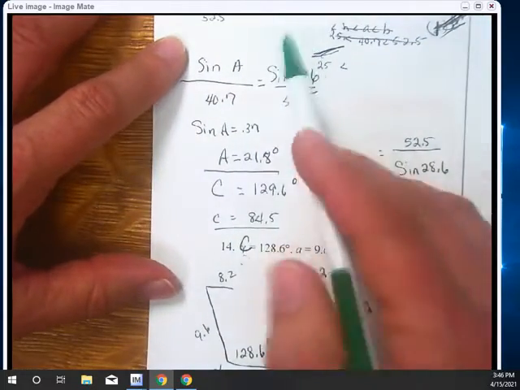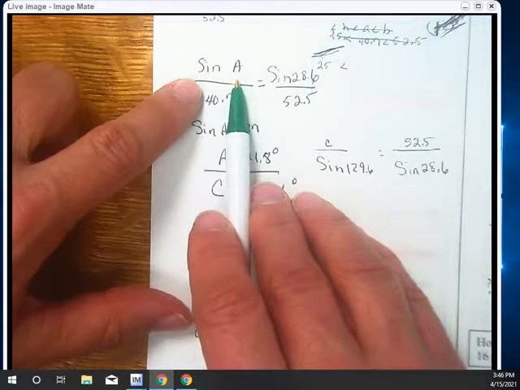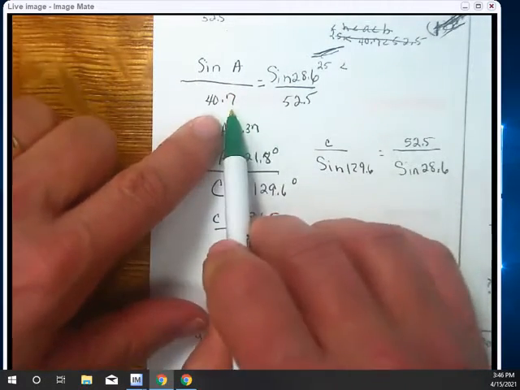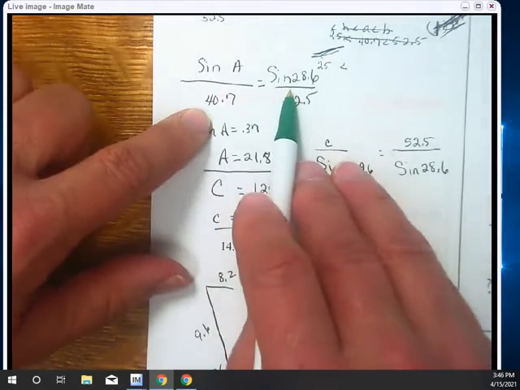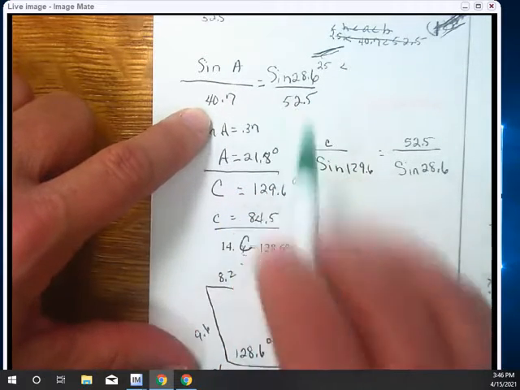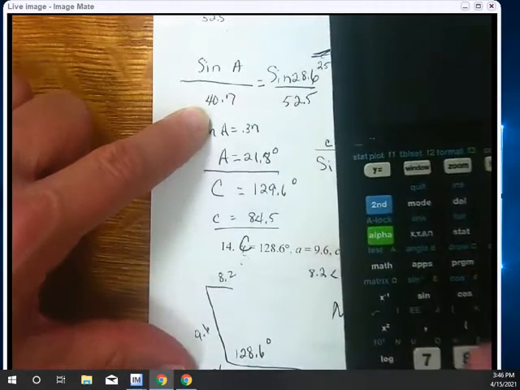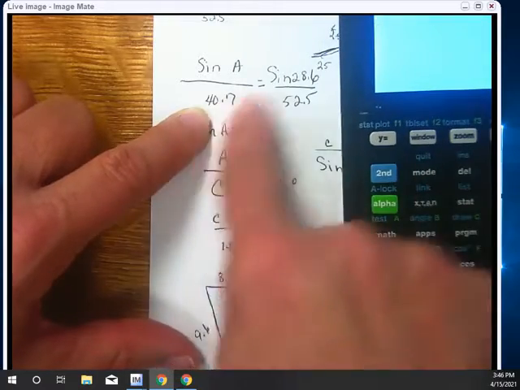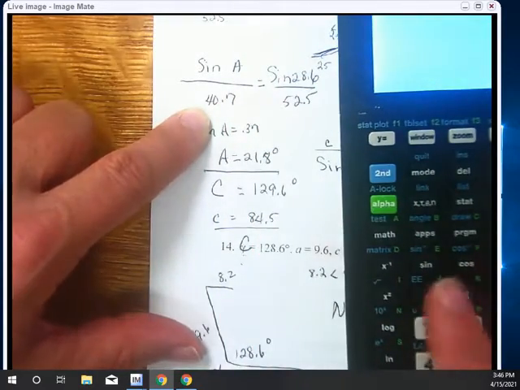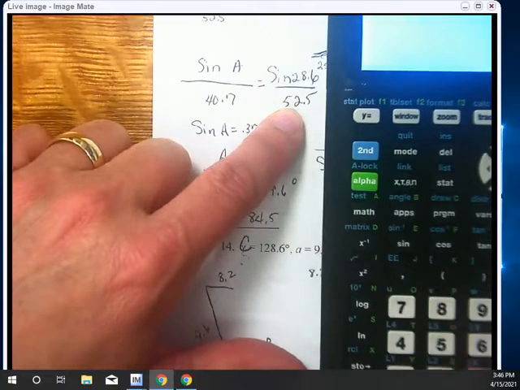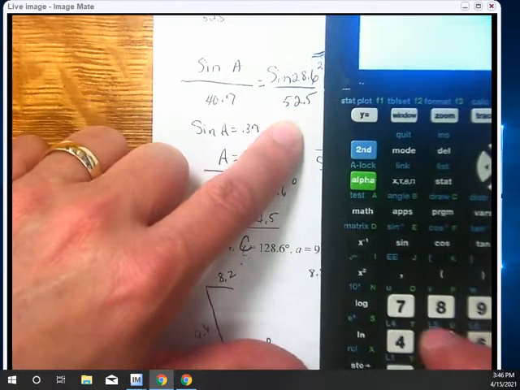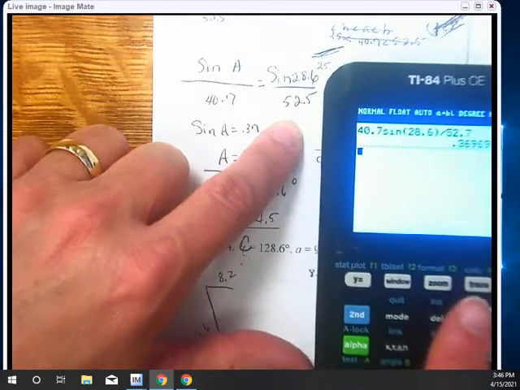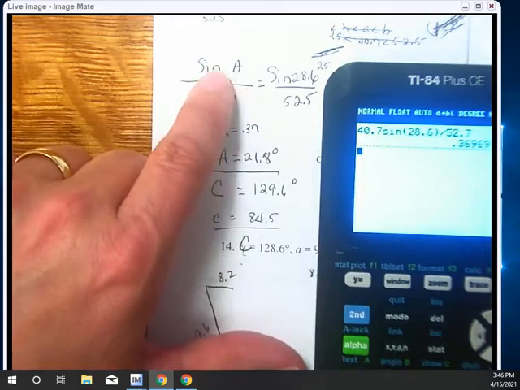The sine of A is the angle I'm going to solve for first, because I have the side of 40.7. It is equal to the sine of the 28.6 over the 52.5. I'm going to make sure my calculator mode is in degrees, and then I'm just going to cross multiply and divide. 40.7 times the sine of the 28.6 divided by the side 52.5 gives me this really crazy decimal. And that's the sine of A.